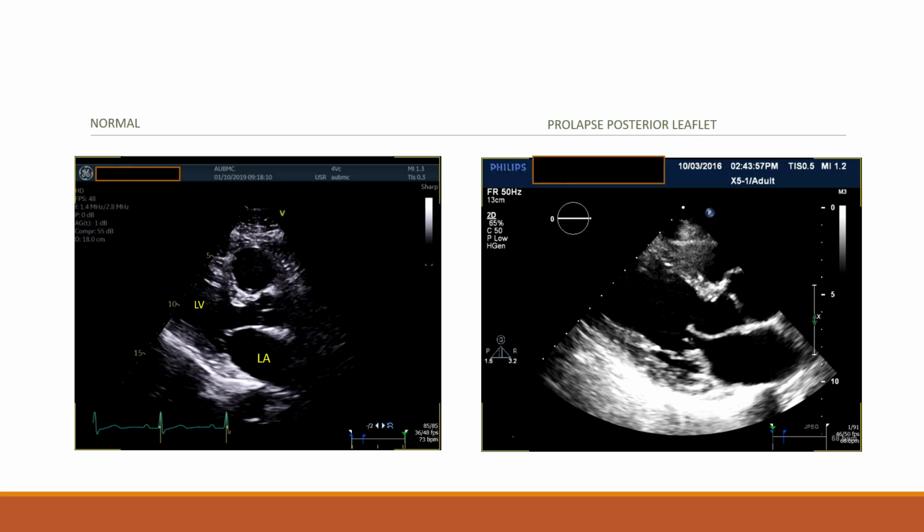This is by echo. On the left, I hope you'll be able to understand without my explaining. We have the mitral valve opening and closing. It's very clear. On the right side of this picture, there's the left atrium, and on the left side is the left ventricle. So when the mitral valve opens, blood flows from the left atrium into the left ventricle, and you can see how the leaflets look.